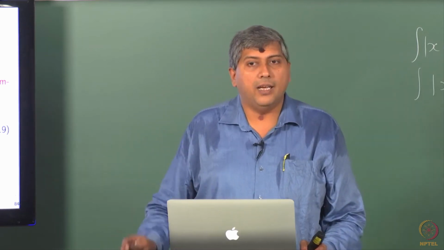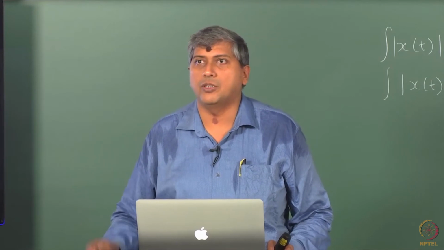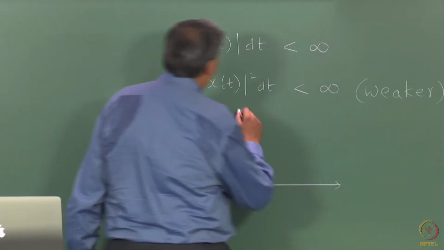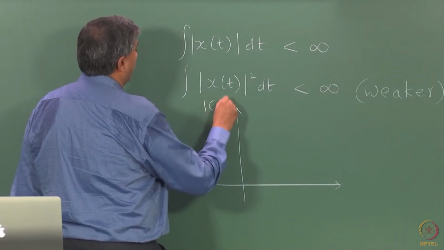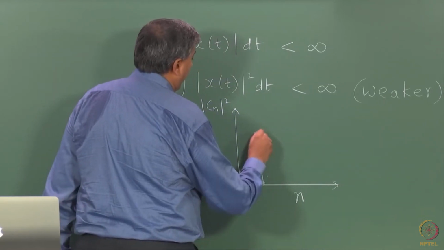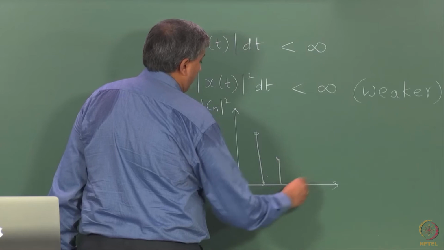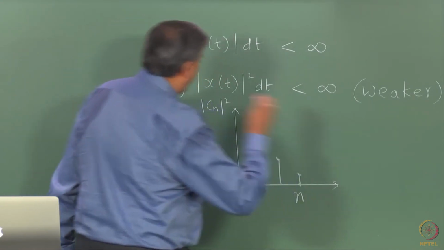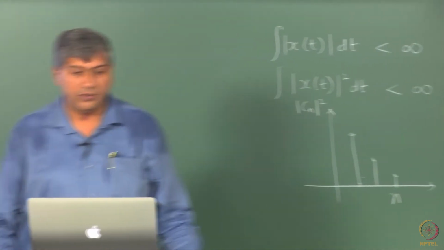Now, earlier we talked about line spectrum. What I mean by earlier is, for periodic signals we talked about line spectrum, simply because when we plot the square of the Fourier coefficients versus the index, it is only defined at discrete values of n and so on, right. This is a typical sketch of mod C n square versus n.